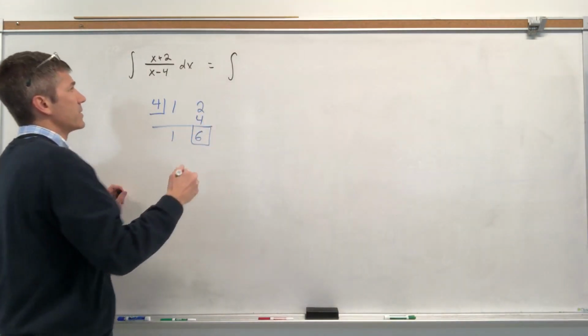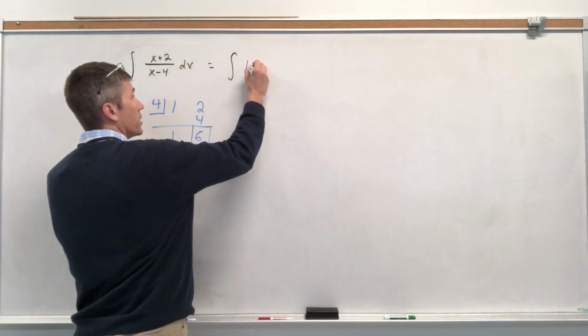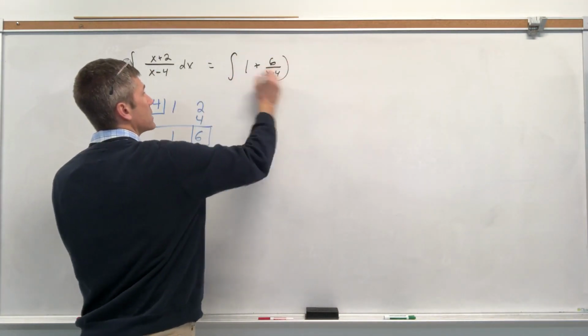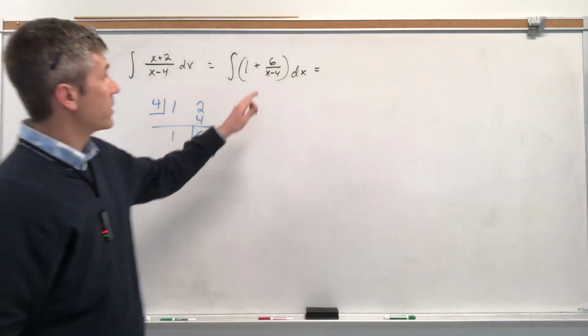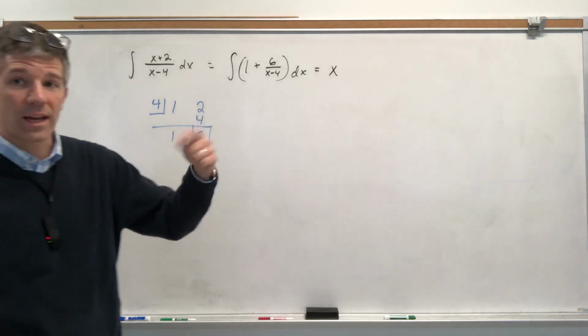I really had something that was to the first power. Now I have something to the 0 power. So 1 plus 6 over whatever we were dividing by in the first place, dx. Antiderivative of each term: the antiderivative of 1 is x. Antiderivative of 6 over x minus 4.